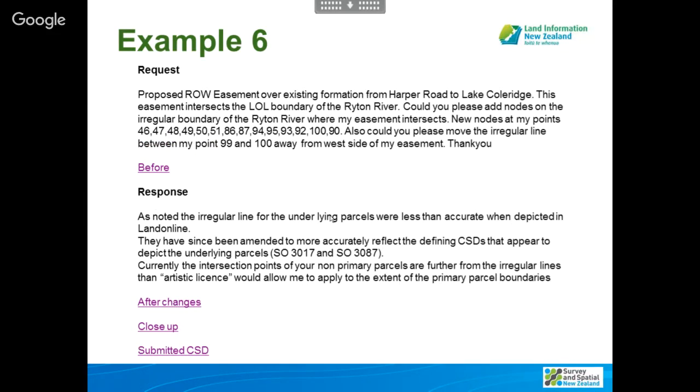This example here is one we'd like to spend a little bit of time on. This is quite a common case that we find where surveys are creating non-primary parcels in the data set that intersect or meet at an irregular boundary. There are no primary parcels in the data set, so therefore we come up with the issue of having to split the irregular boundary where the easements hit. So the survey was really very helpful in saying, I need these points split, and this was what was submitted.